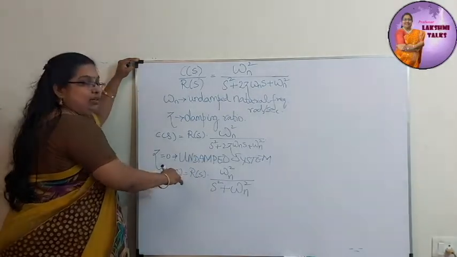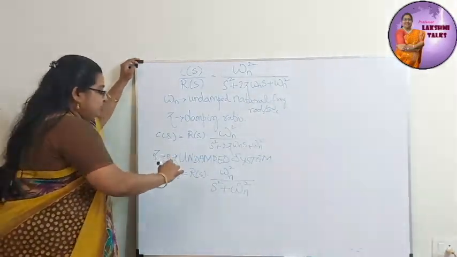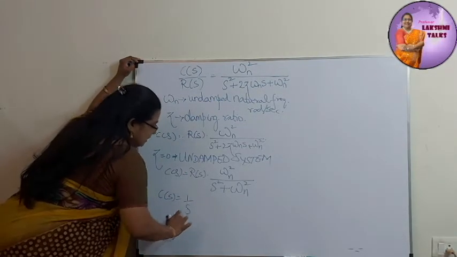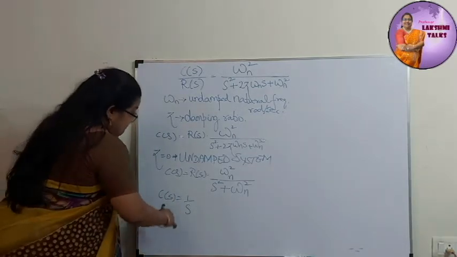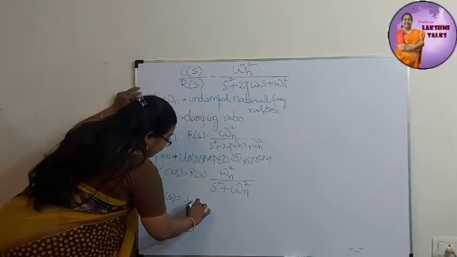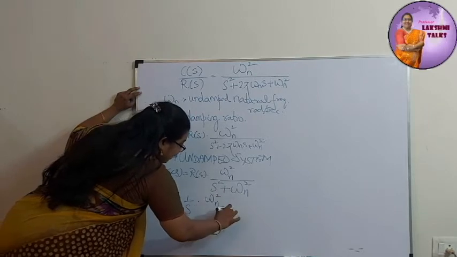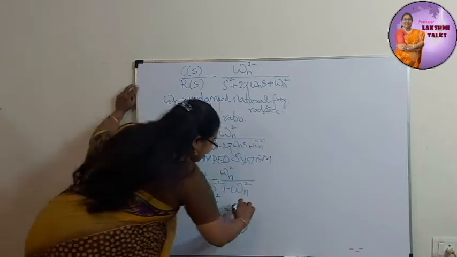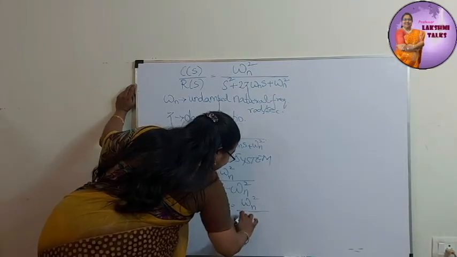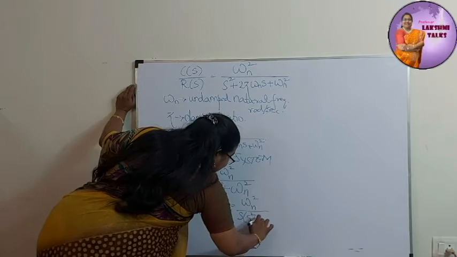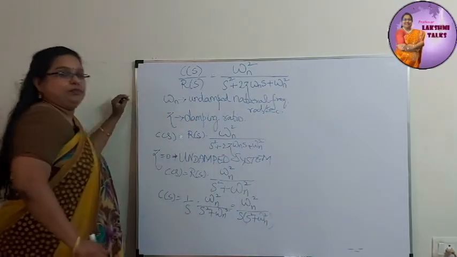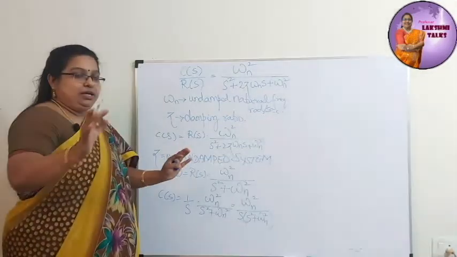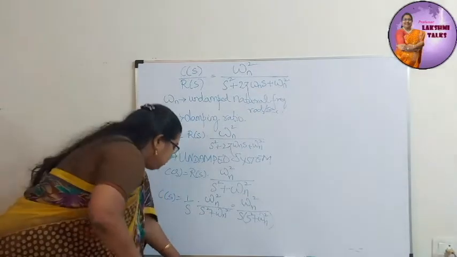We know that we are going to apply unit step input, right? So R of s is equal to 1 by s. So C of s is equal to 1 by s into omega n square divided by s square plus omega n square. So what happens? Omega n square divided by s into s square plus omega n square. Right. So how to go about this? We have to split the equation using the partial fraction method.